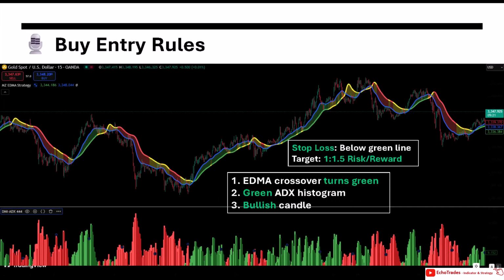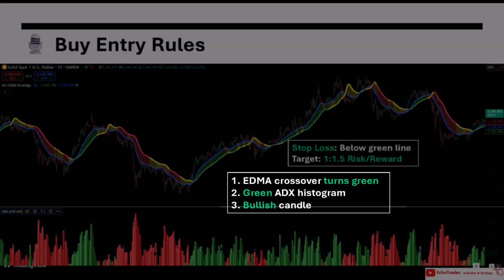Exactly. So how do we put it all together for a high probability setup? Let's walk through the exact entry rules. Right. For a buy entry setup, you need everything aligned. Condition 1, EDMA lines cross and turn green. Condition 2, the ADX histogram must be showing green bars, real green bars above that threshold we set. Double check, momentum confirmed. Condition 3, you need a bullish candle to actually form right there. Price action confirming the signal. Okay, green cross, green bars, bullish candle, then we enter. Then you enter.